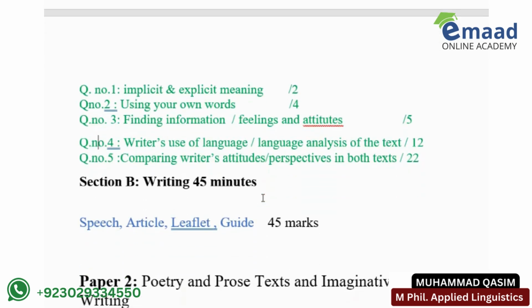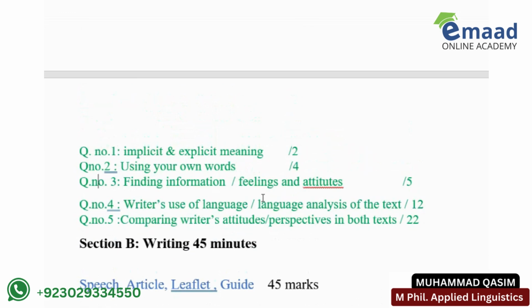In section B you will have transactional writing, and there will be 45 marks for this transactional writing. These transactional writing tasks can include a speech, an article, a leaflet, a guide, a report, a review or something like that. Given certain question prompts, you will be asked to write something under certain conditions like the word limit and other things.